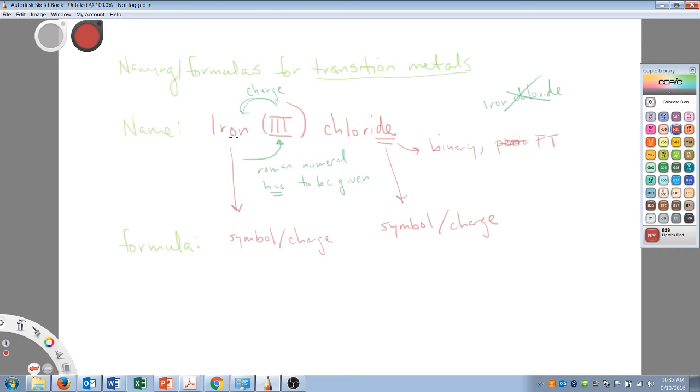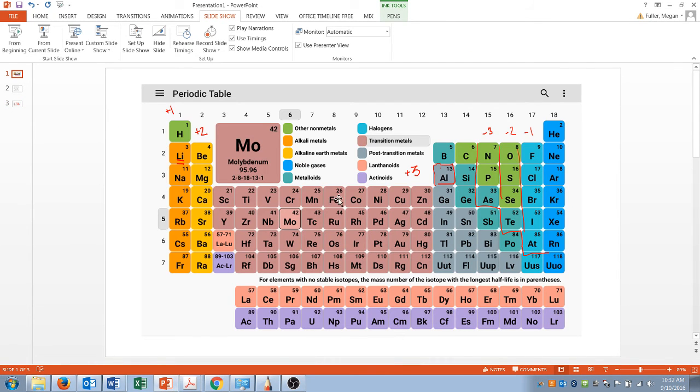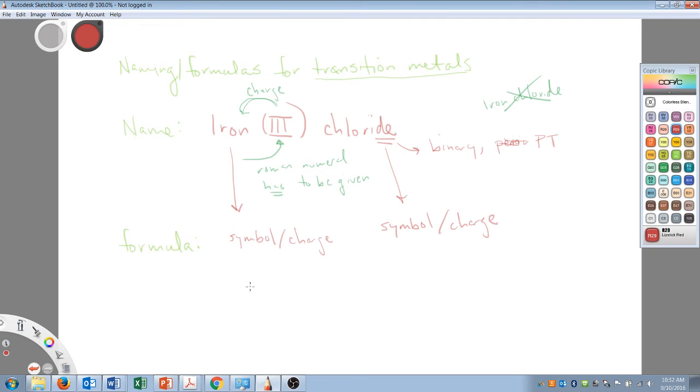Now, we would go to the periodic table simply to find iron's symbol. We're not going to find his charge there. I would go and find iron. He's Fe. I don't have to get his charge off the periodic table. I cannot get his charge off the periodic table. I must get his charge from this Roman numeral. So I know that this iron must be +3.